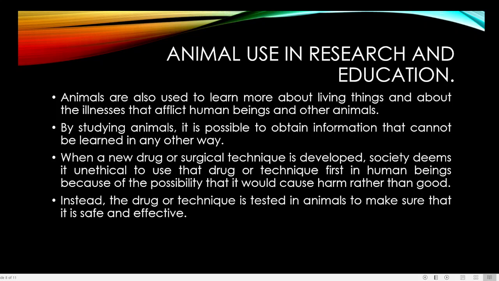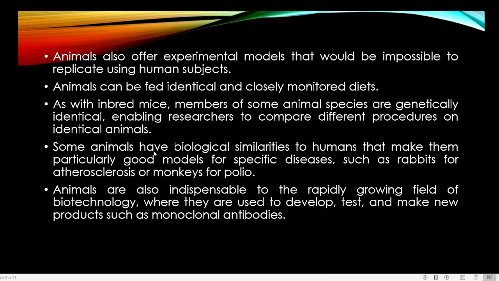That is a selfishness of human beings, but still we have to make sure that animals are simply not tortured. So the drug or technique is tested in animals to make sure that it is safe and effective for use in human beings. Animals also offer experimental models that would be impossible to replicate using human subjects. Animals can be fed an identical and closely monitored diet, so two animals can be given separate types of diet, and we can observe what the variations are.